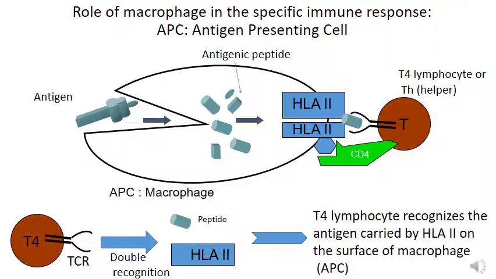So T4 lymphocyte recognizes the antigen carried by HLA class 2 on the surface of macrophage, which is the APC. So this is the role of macrophage in the specific immune response, and this is one way of recognition of the antigen by T lymphocyte, which is when T4 recognizes indirectly the antigen. How? By making a recognition of the peptide, antigenic peptide of course, and a recognition of HLA class 2.